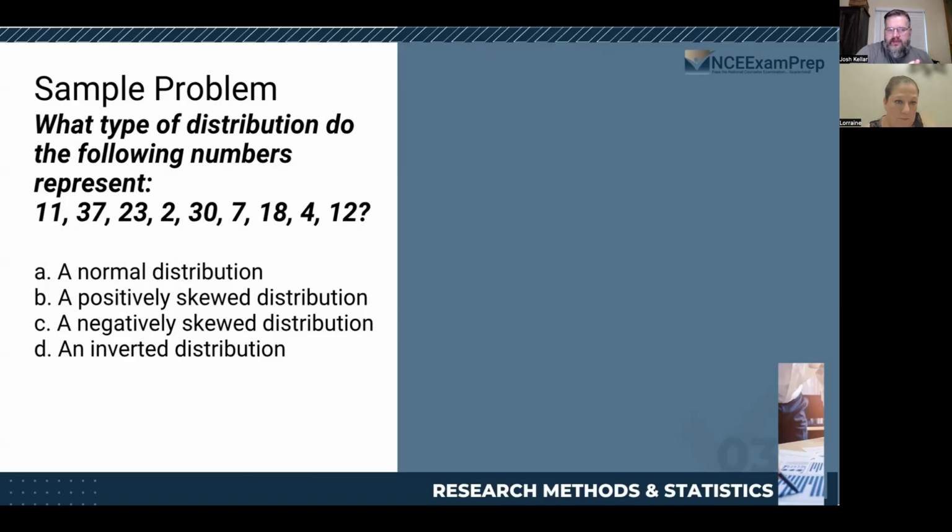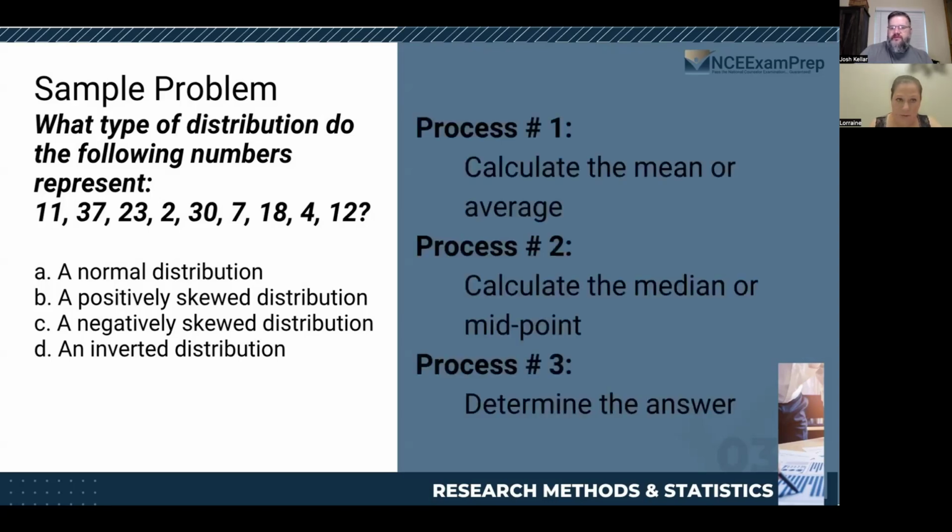Right, we're going to have to take these numbers and put them in order. Because can we answer if it's a normal distribution, positively, negatively, inverted distribution? Can we answer those questions if we don't know the mean and the median? No. So that's what we have to do first, right? So first we would have to calculate the mean or the average. Then we would have to calculate the median or the midpoint, and then we can determine the answer, okay?